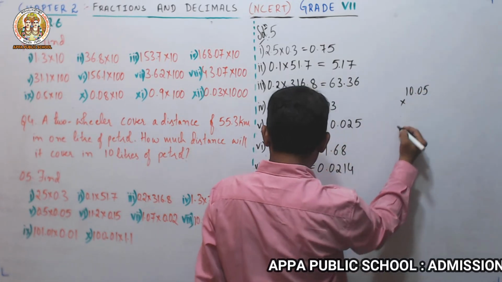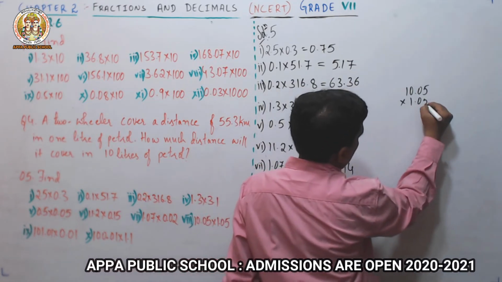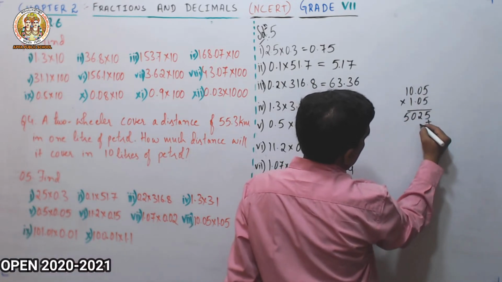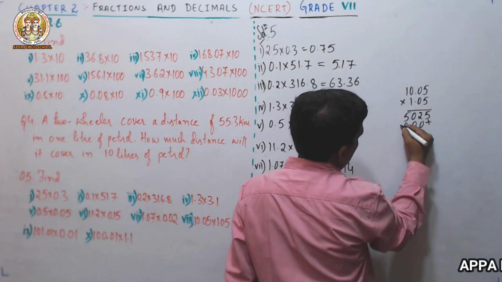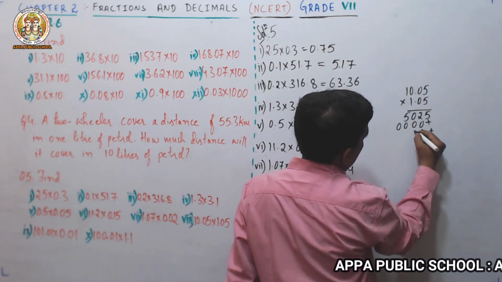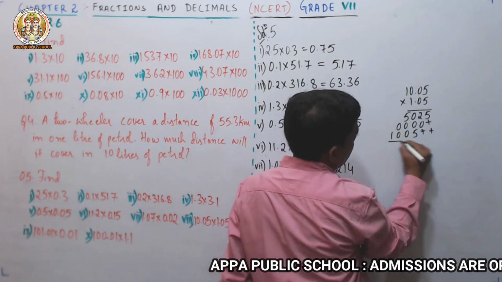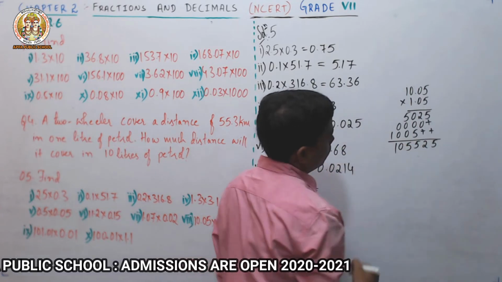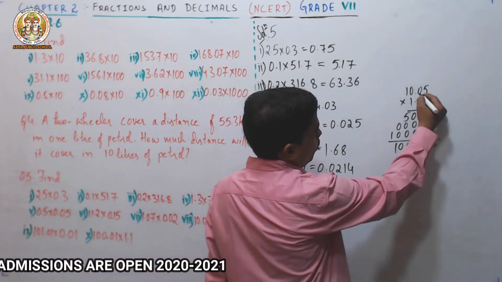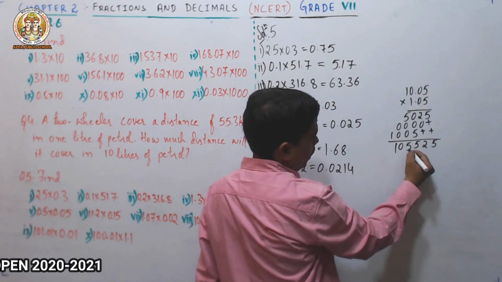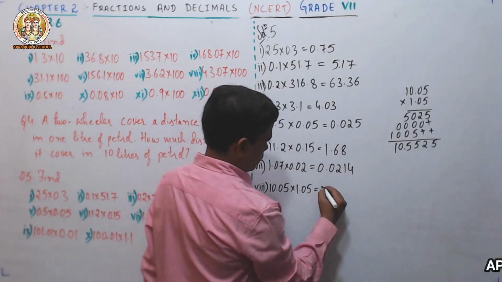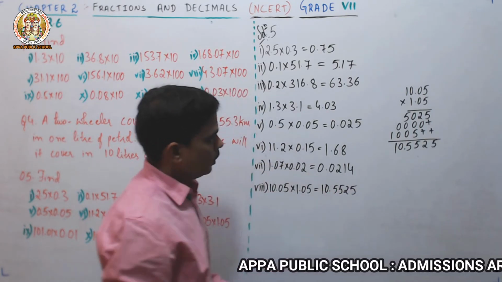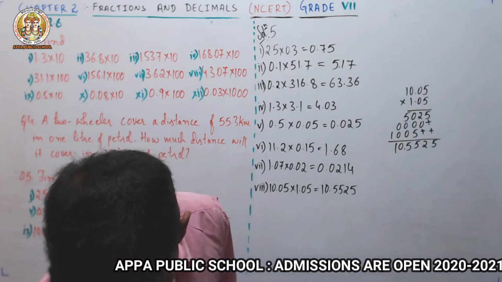So what I will do here is 10.05 multiplied with 1.05. So 5 fives are 25. 5 zeros are 0. 5 ones are 5, plus 4 zeros. Then I'll write 5, 0, 0, 1. So 5, 2, 5, 5, 0, 1. Okay. Now 1, 2, 3, 4. What's the answer? The answer is 10.5525. Okay.